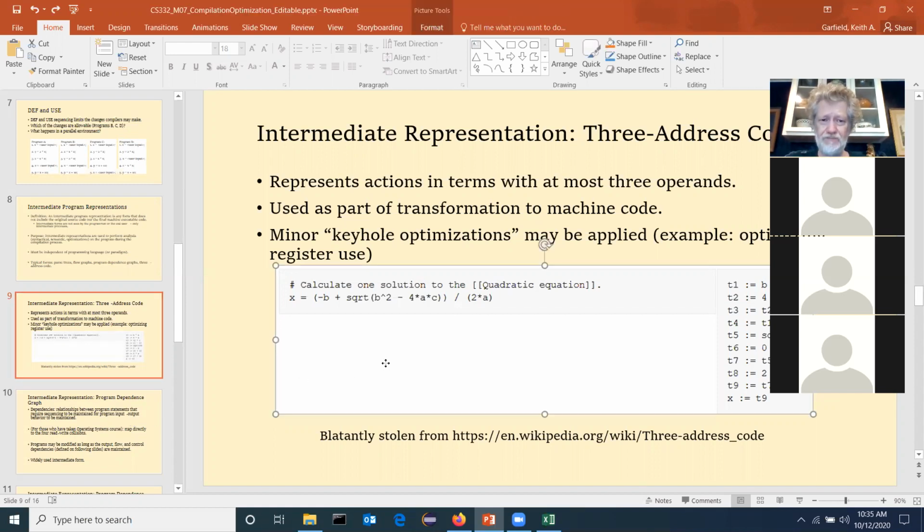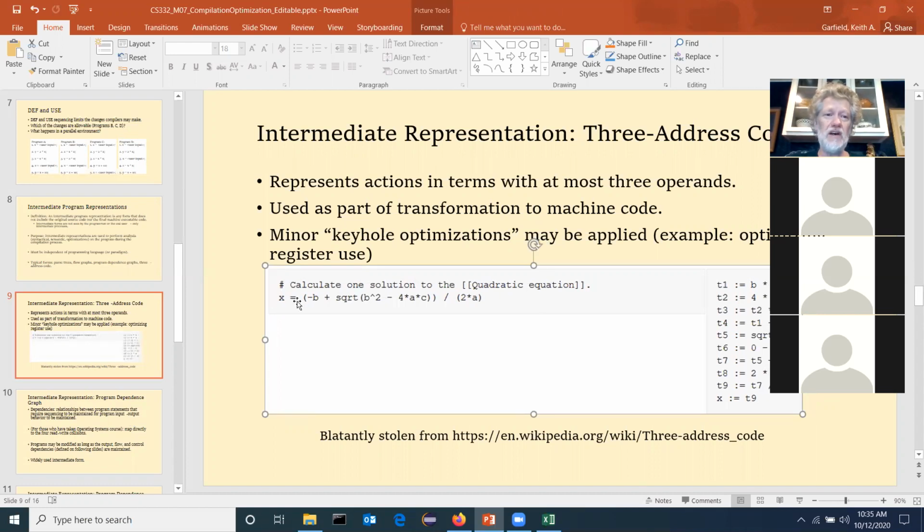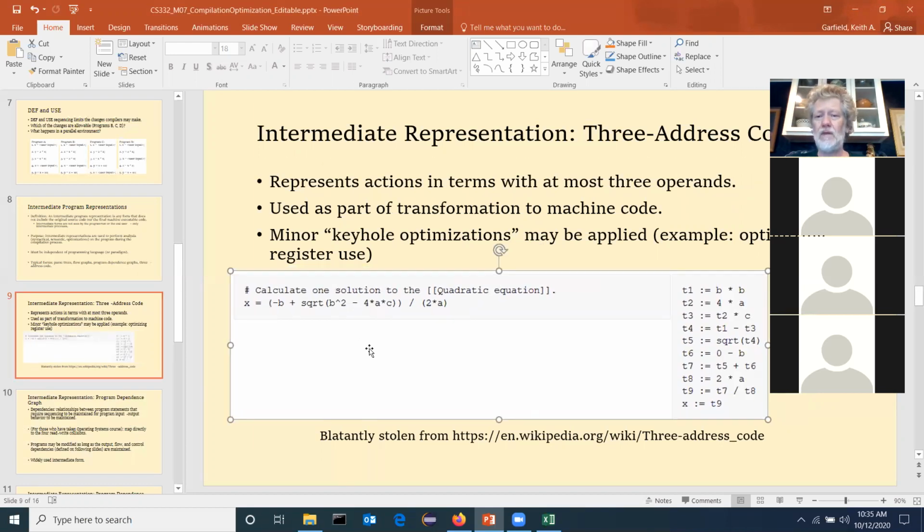And it's called 3 address code because you have at most 3 operands. There we go. You have 3 operands. You have an operand, an assignment operator, and then you have 2 operands on the other side with a binary operator, at most. Now, you may not even have that. Like here, T8 is equal to 2 times A. So there's a binary operator, but you only have one variable on the right hand side.